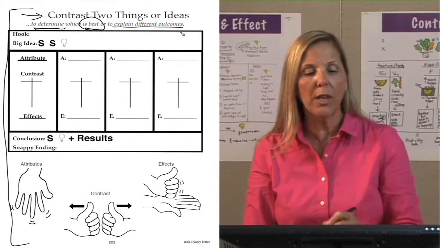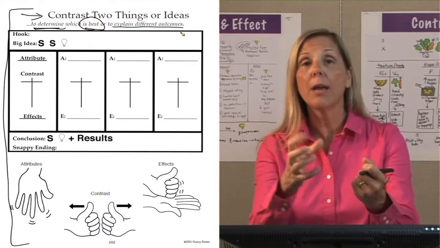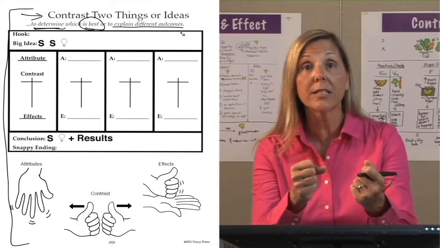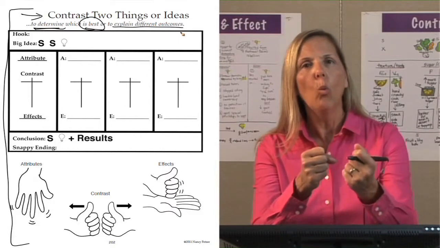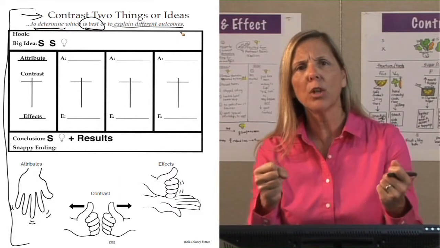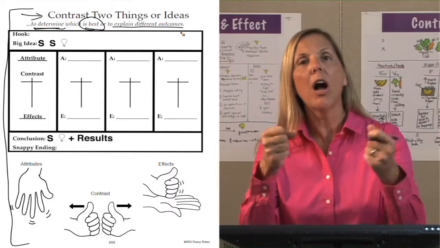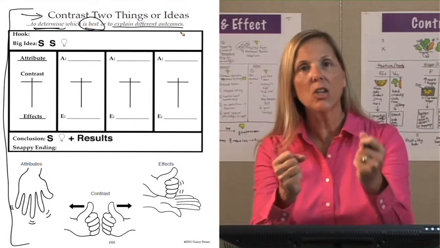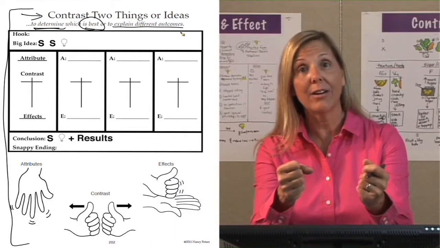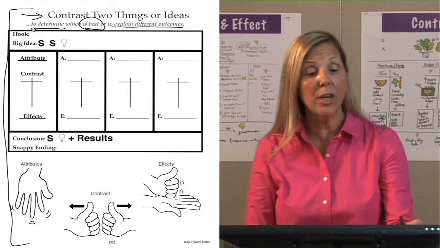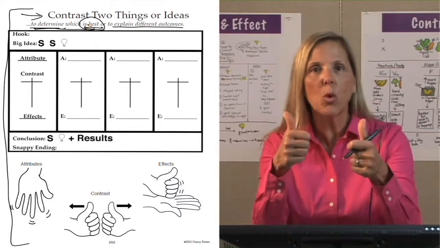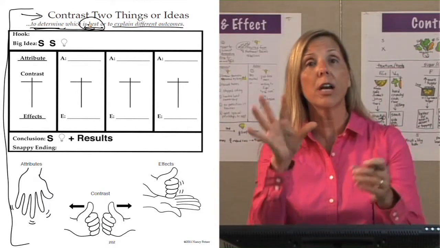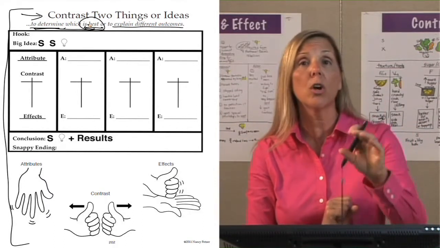Or to explain different outcomes. I may take candy and I may take carrots and say, what are their differences? Their differences will explain when I eat them, I'll have different outcomes, how my body will feel after I eat either candy or after I eat carrots. So when I'm contrasting information, what's my reason? To see which one's best or to show different outcomes. This will cause this to happen or this will cause this to happen.